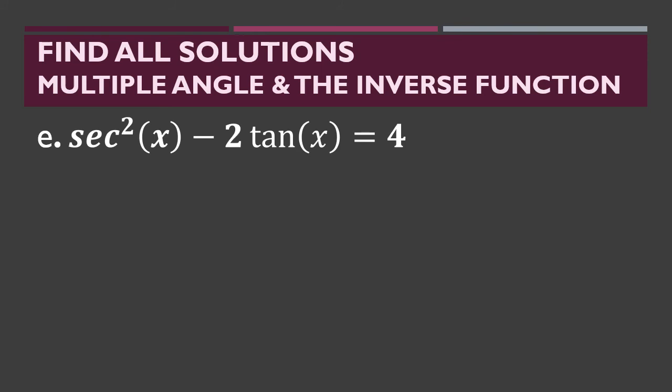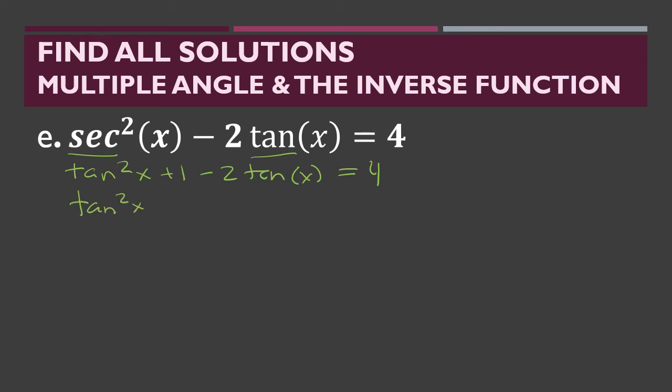My first issue is here I have a secant and here I have a tangent, and I don't like dealing with both of them. So I'm going to attempt to get them all to become tangents. I know from my identities note card that secant squared x is going to be tangent squared x plus 1, minus 2 tangent x equals 4. I have tangent squares and regular tangents, so I'm just going to move everything to the same side and factor.